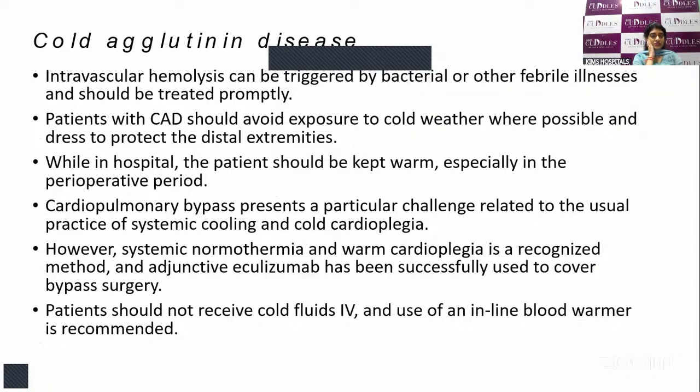In cold agglutinin disease, there is intravascular hemolysis that can be triggered by bacterial or other febrile illnesses. Patients with CAD should avoid exposure to cold weather where possible and rest to protect the distal extremities. While in hospital, the patient should be kept warm, especially in the perioperative period. Cardiopulmonary bypass presents a particular challenge related to the usual practice of systemic cooling and cold cardioplegia. However, systemic normothermia and warm cardioplegia is a recognized method, and adjunctive eculizumab has been successfully used to cover the bypass surgeries. Patients should not receive cold IV fluids, and an inline blood warmer should be used when recommended.